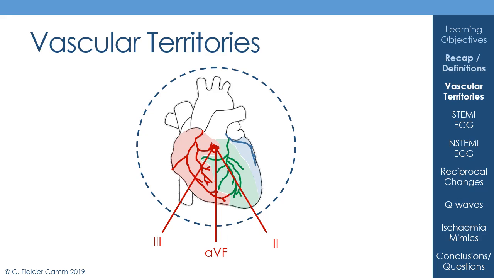territory there. And then we've got leads 1 and AVL, which really look on this lateral surface here, and they're dealing with circumflex territory. And you'll probably notice that AVR is the only lead I haven't talked about, and that's because it really looks from this right upper region and doesn't really look at any areas that are sort of truly representative of a vascular territory.